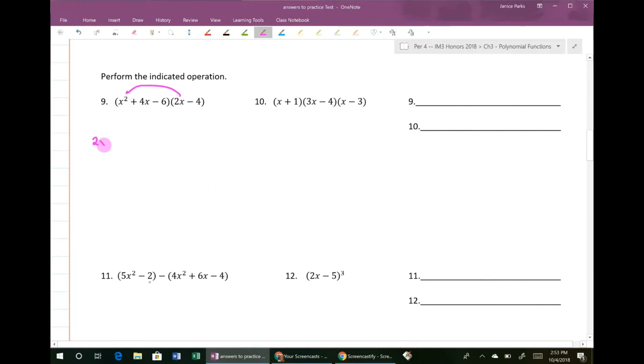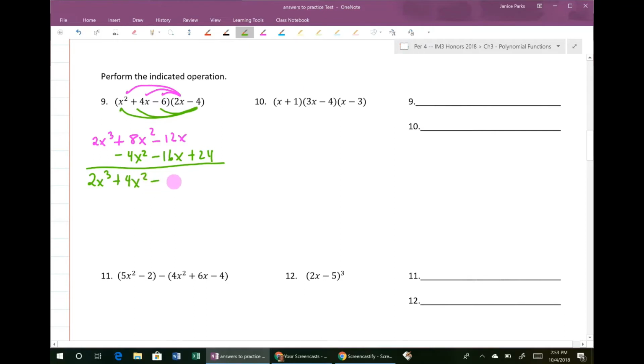So that's going to give me 2x to the 3rd plus 8x squared minus 12x. Then I'm going to distribute this -4. So it's -4x squared minus 16x plus 24. And then I'll add those together. So what's the answer? 2x to the 3rd plus 4x squared minus 28x plus 24.